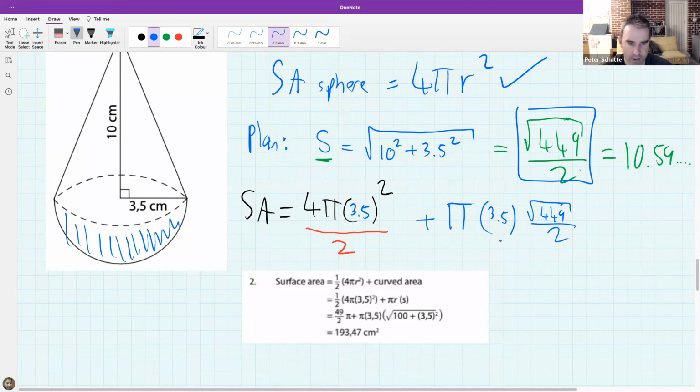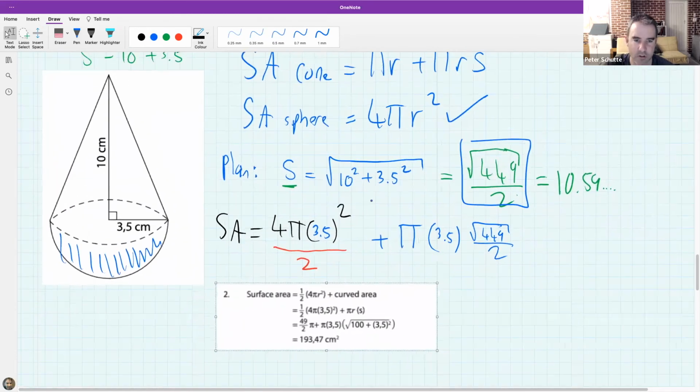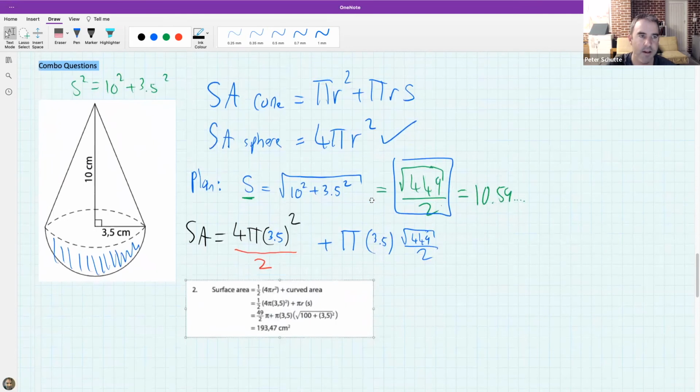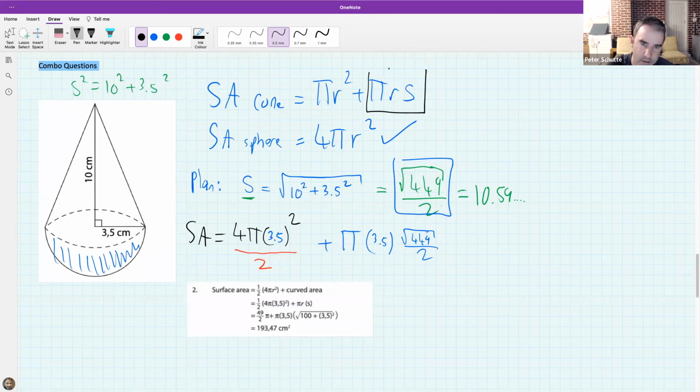So pi r s, let's have a look, because we are getting harder now, so we need to slow down a little bit. The S is the slant height. I got that, and that's this bit over here. The 4 pi r squared couldn't stay the same. It had to be divided by 2 because there was only half. This bit here is not exposed. It's covered, so it's not on the outside of the shape.